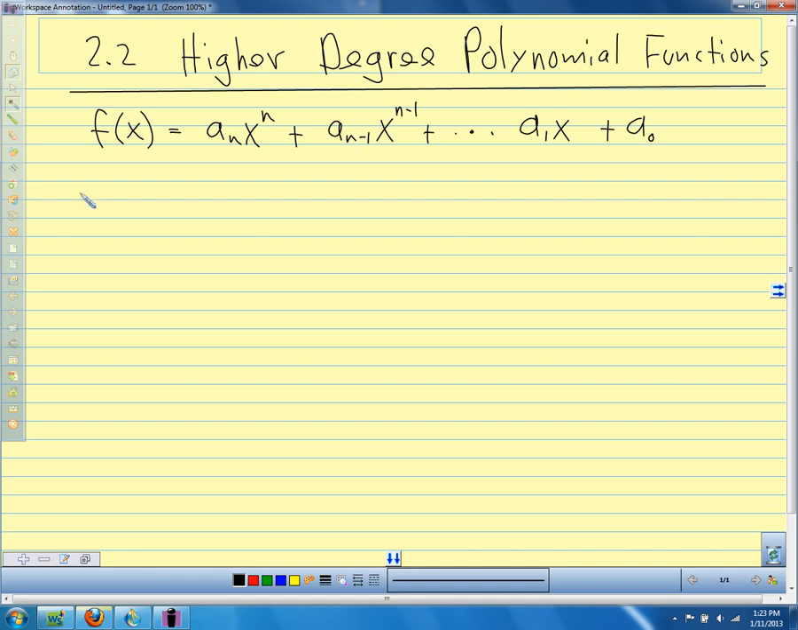The first thing that we're going to talk about is graphs. What do graphs of polynomial functions look like? We already know what a graph of a quadratic function looks like. A graph of a quadratic function is going to be a parabola. It's either going to open up or open down. Well, we can figure out a couple of things about graphs of polynomial functions.